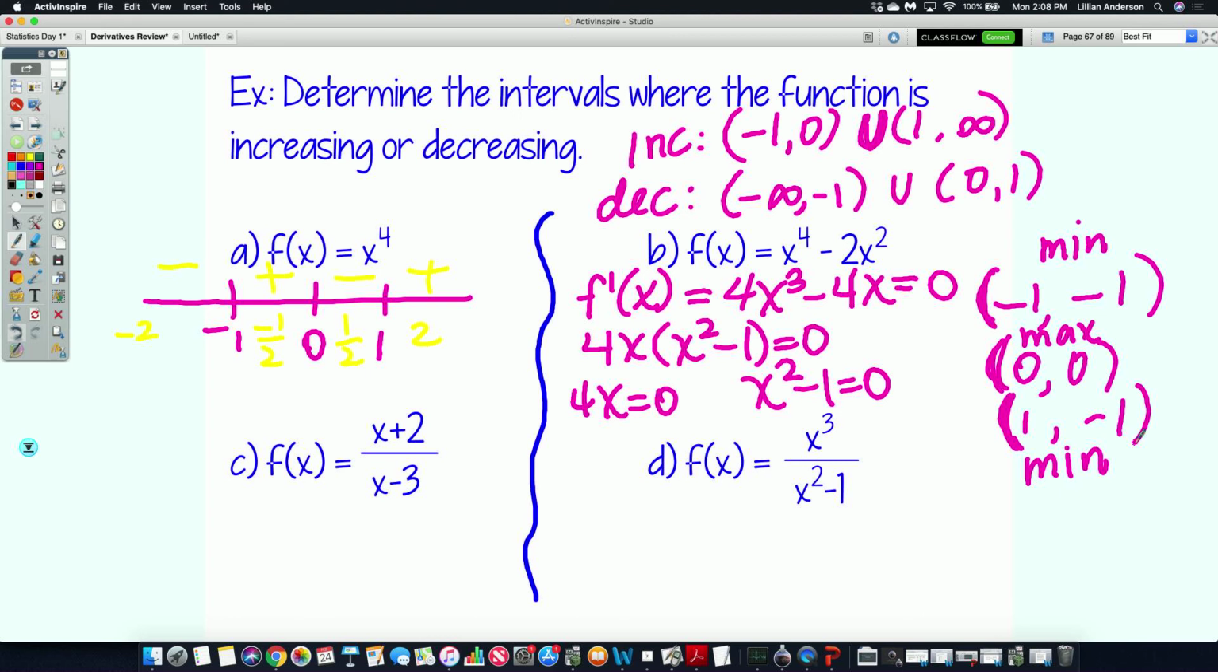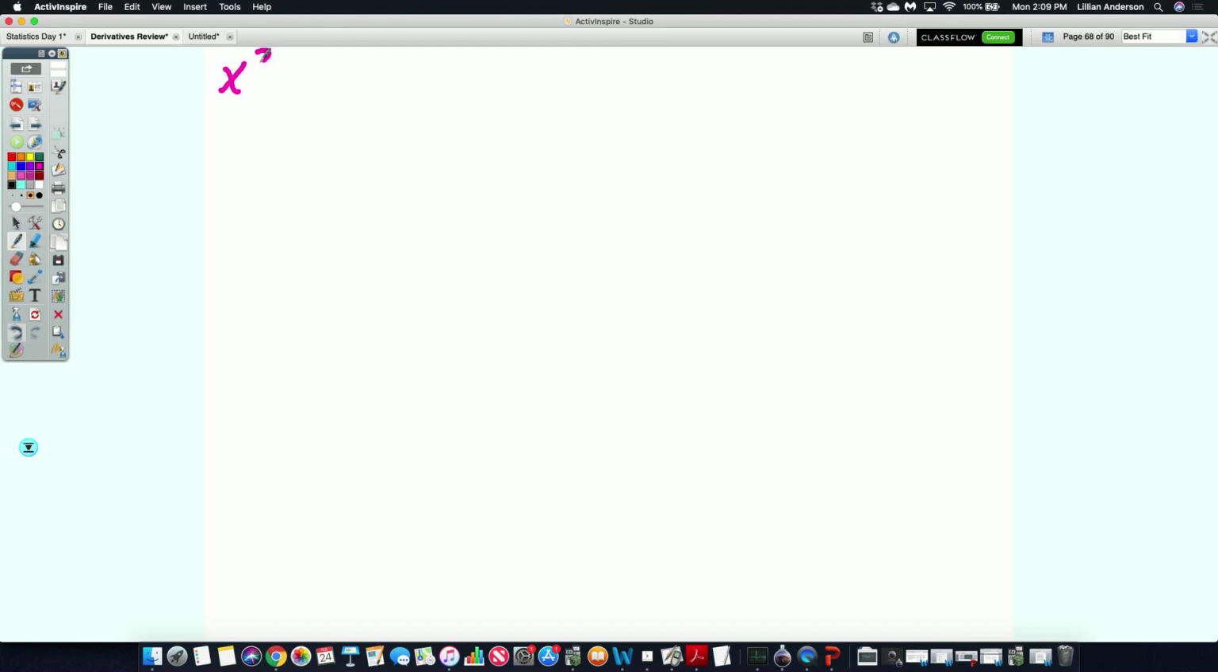Do not forget, whenever you have a rational function, you have to take into account your vertical asymptotes as well, because those are points of discontinuity. It's not defined at those values. So those also need to be on our number line. So I'm going to go ahead and swing to a brand new page. Those are called rational functions, when you have a function divided by another function. So let's do the derivative.